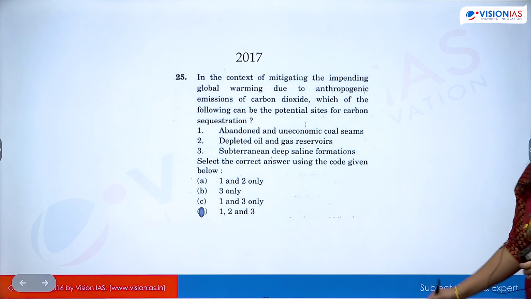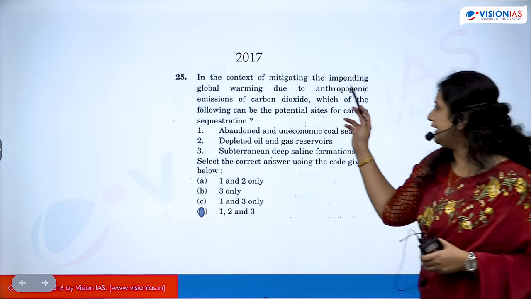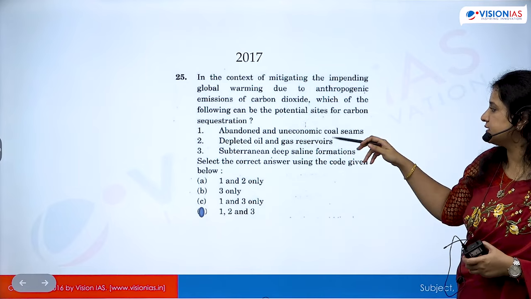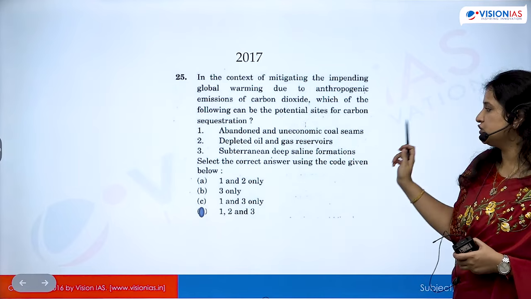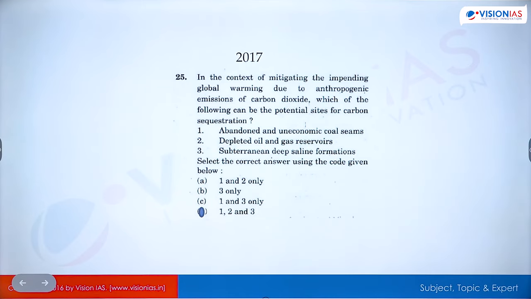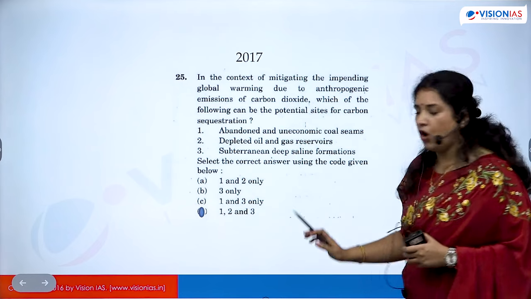Okay, let's start. In the context of mitigating an impending global warming due to anthropogenic emissions of carbon dioxide, which of the following can be the potential sites for carbon sequestration? That means which of these sites, what is carbon sequestration? Abhi maine bataya tha. You are preventing the carbon or you are capturing the carbon and putting it back in some form where it is not emitted to the atmosphere. Aap usko atmosphere mein nahi jaane de rahe. Because wahi pe global warming ho rahi hai, right? Okay. So, answer is all are correct.